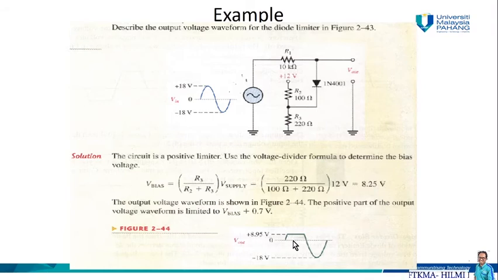Therefore the output voltage waveform is going to be shown like this. We have the V bias 8.25 plus the offset voltage 0.7, and during the positive alternation the voltage is going to be clipped at 8.95 volt. So this is for the positive part, and for the negative part, it will be the same as the input voltage, where it is going to peak at negative 18 volt.